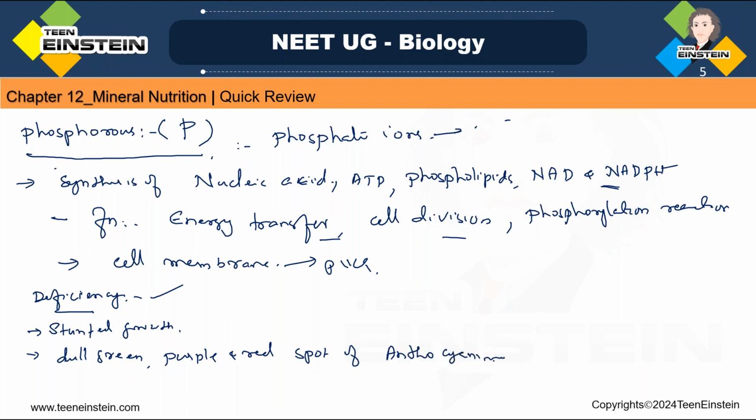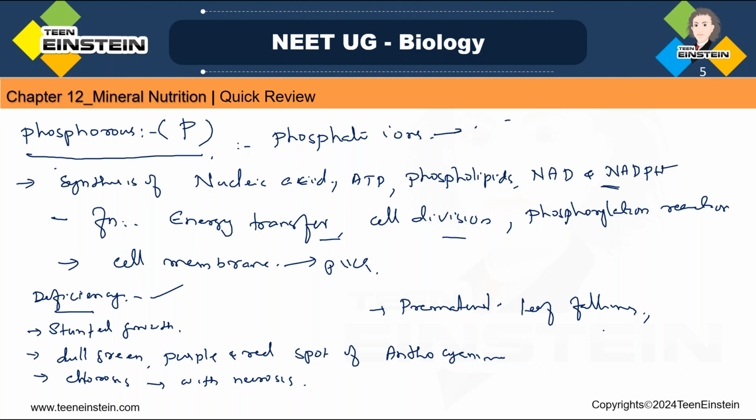Anthocyanin. Then chlorosis in the later stage, which appears with necrosis, which is in the older leaves. Then premature abscission, that means falling of leaf, premature leaf fall or abscission. Premature leaf fall, fruit fall, flower falling, all these are due to the deficiency of phosphorus.